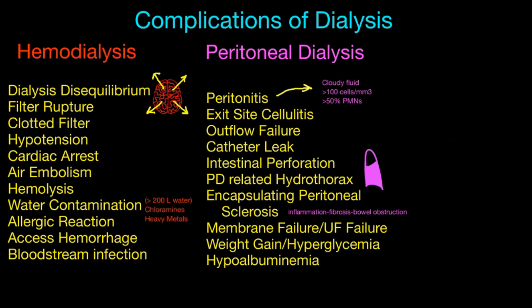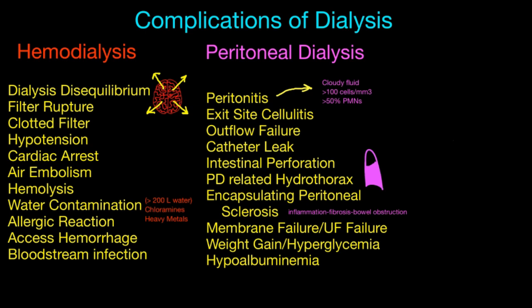Next is this entity called encapsulating peritoneal sclerosis, and we're not really sure why this occurs, but it appears to be a sequence of peritoneal inflammation, which leads to fibrosis and unfortunately bowel obstruction, because the entire peritoneum sort of starts sticking together and the bowels get stuck together. It's a quite devastating diagnosis to occur, and it occurs in PD patients sometimes.